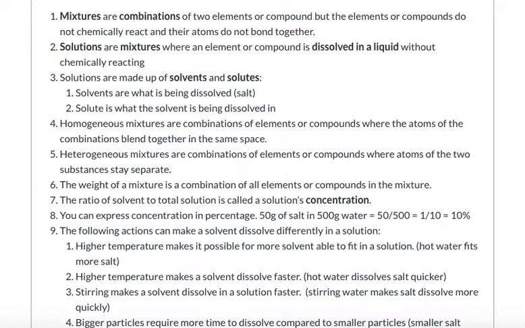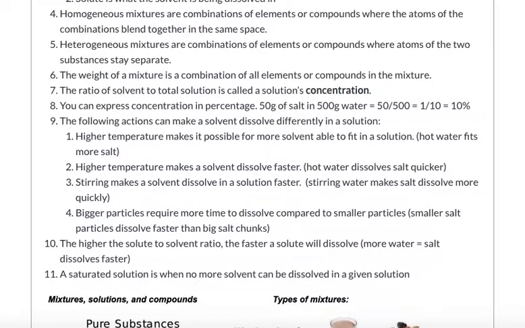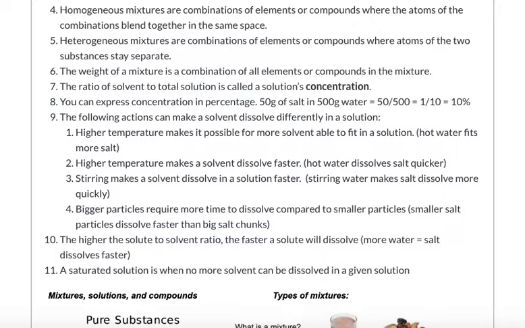4. Homogeneous mixtures are combinations of elements or compounds where the atoms of the combinations blend together in the same space. 5. Heterogeneous mixtures are combinations of elements or compounds where atoms of the two substances stay separate. 6. The weight of a mixture is a combination of all elements or compounds in the mixture.